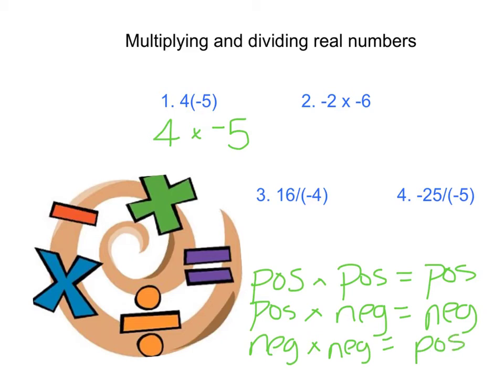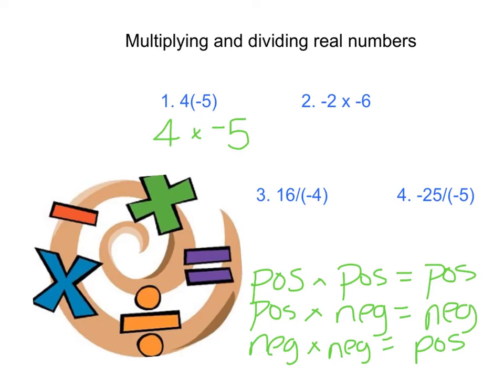This works the same with division. So instead of times, we could say a positive divided by a positive equals a positive. A positive divided by a negative equals a negative. And a negative divided by a negative equals a positive. So opposite symbols will equal a negative. Same symbol is going to equal a positive. So let's actually look at some of these.